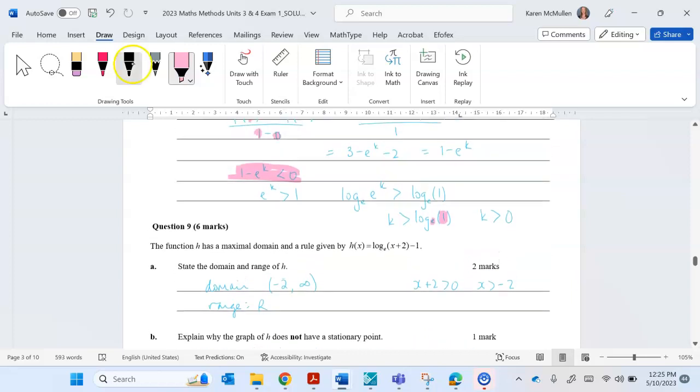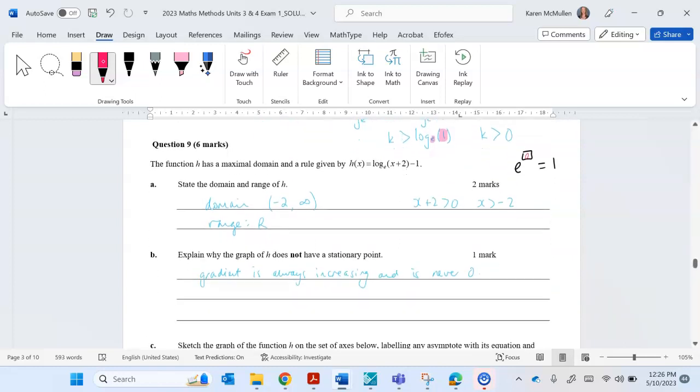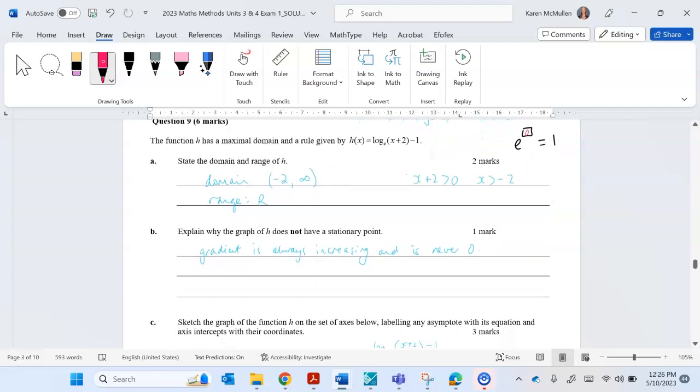Because basically with your logs, it's saying e to the power of what equals 1. And using your knowledge of index laws, e to the power of 0. So that's why it is 0. All right, I think we're nearly to the end.